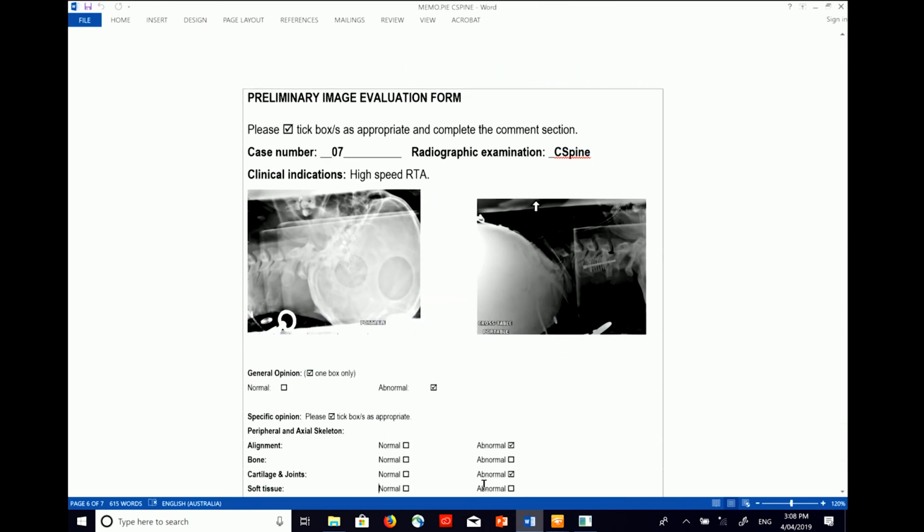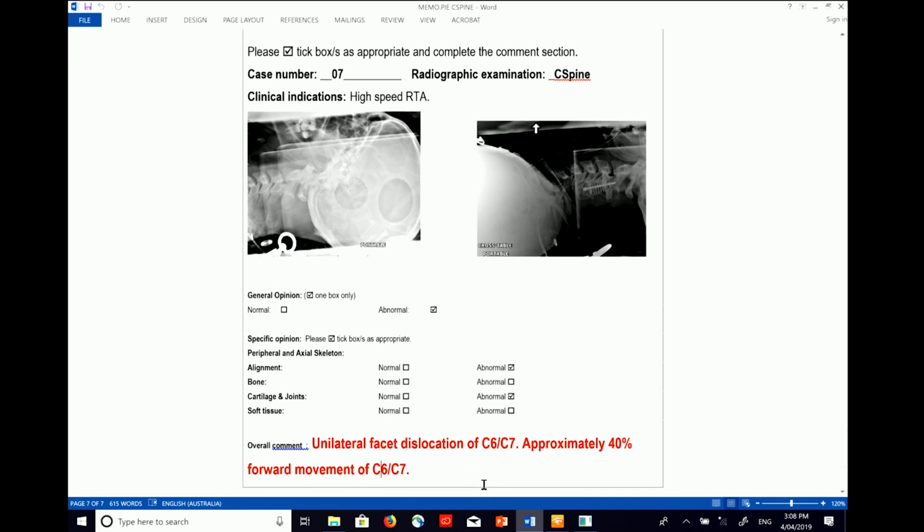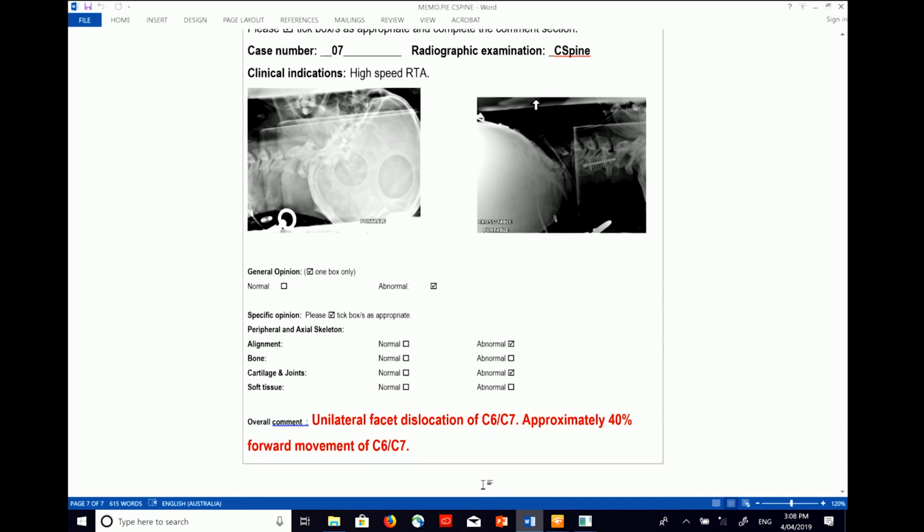So for this case then, it's abnormal, the alignment is abnormal, cartilage and joints abnormal, and your comment is a unilateral facet dislocation of C6, C7 with approximately 40% forward movement of C6 on C7.